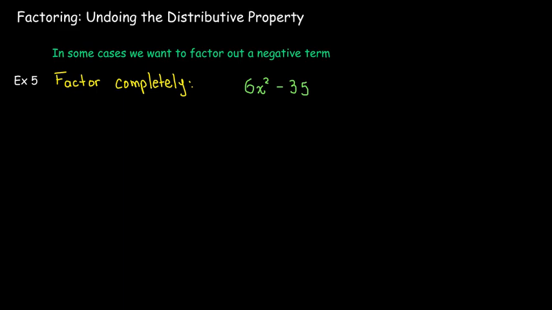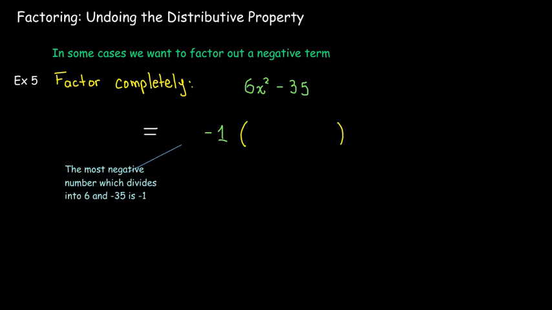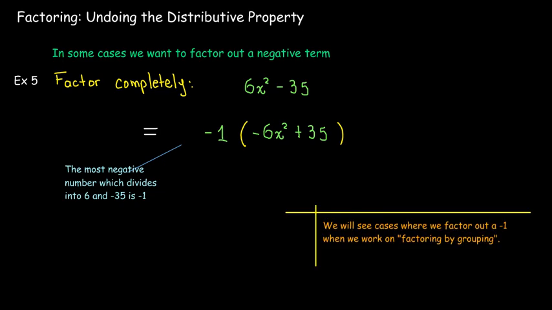All right, let's look at our prime. If I factor out a negative 1 from 6x squared minus 35, then inside the parentheses, I just change the sign of every term. So it'll be a negative 6x squared and a positive 35. Like I said, we're just doing this for practice, but in the future, we'll see that this is useful. And one example we'll see when we do factoring by grouping.